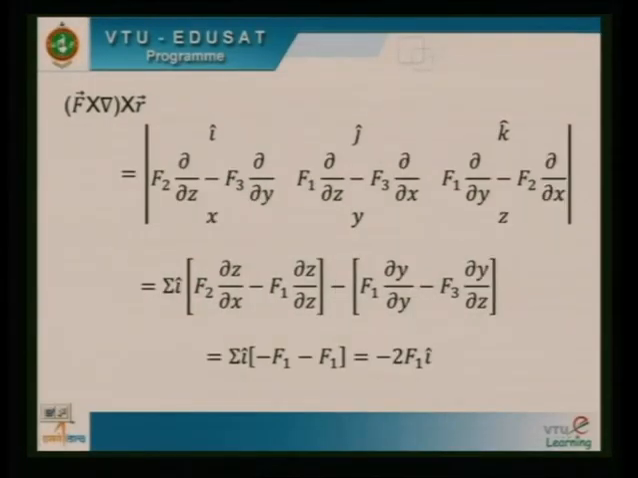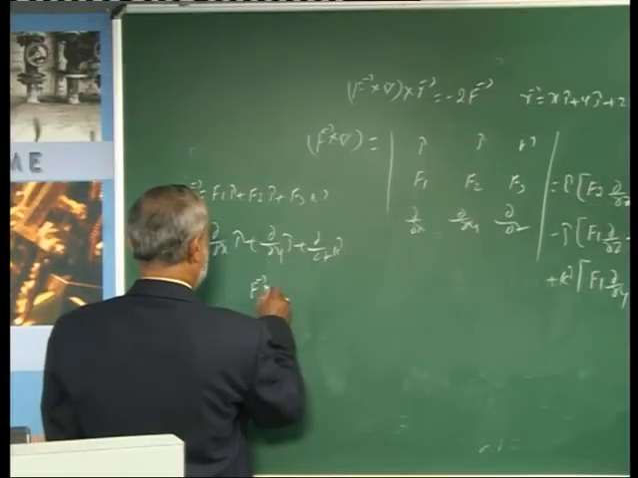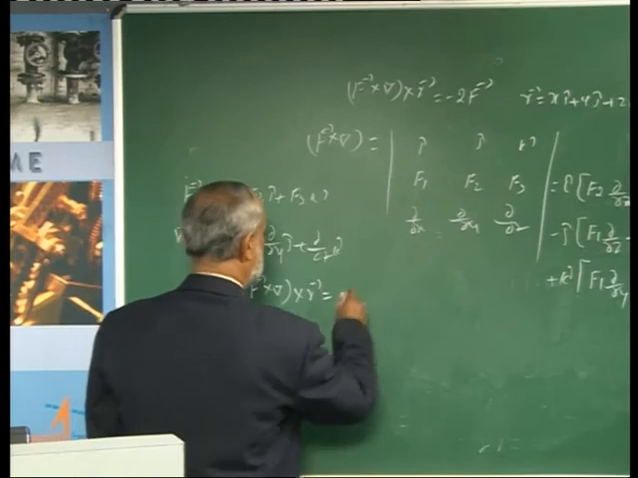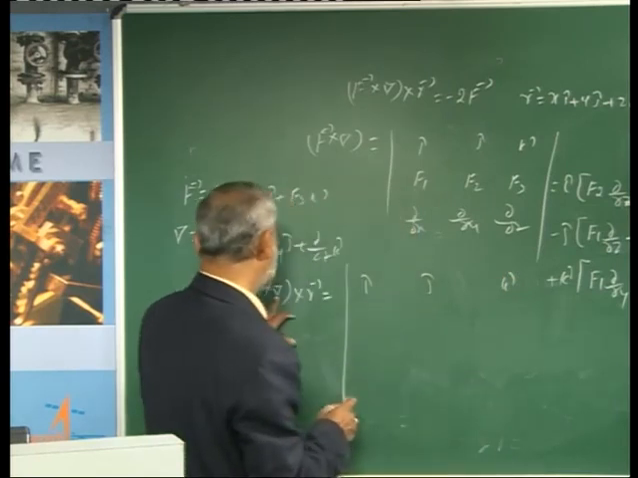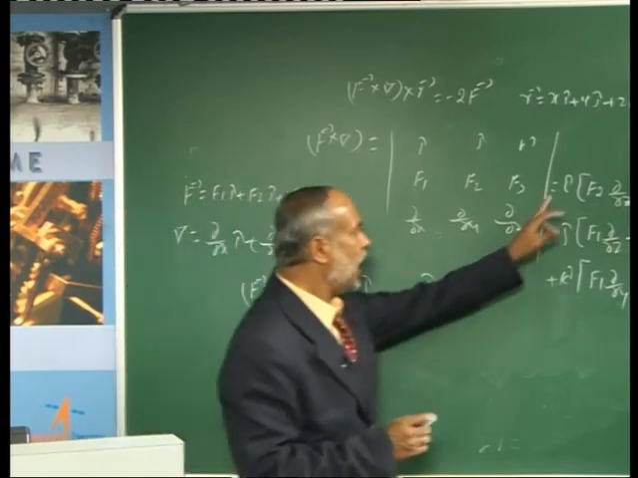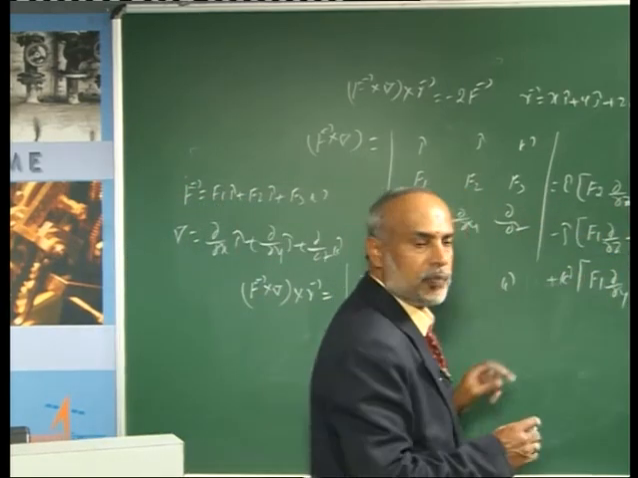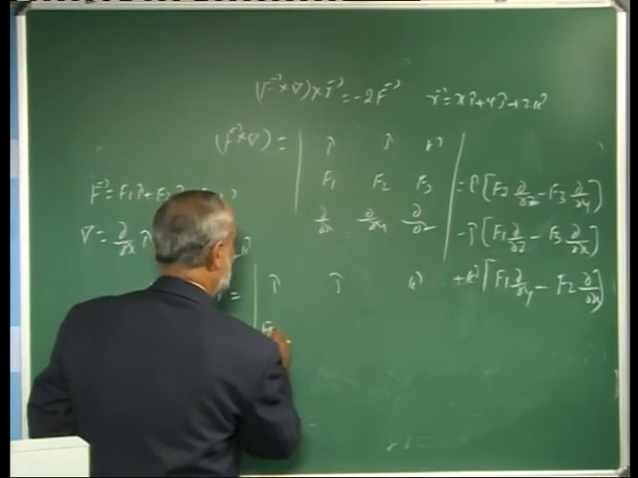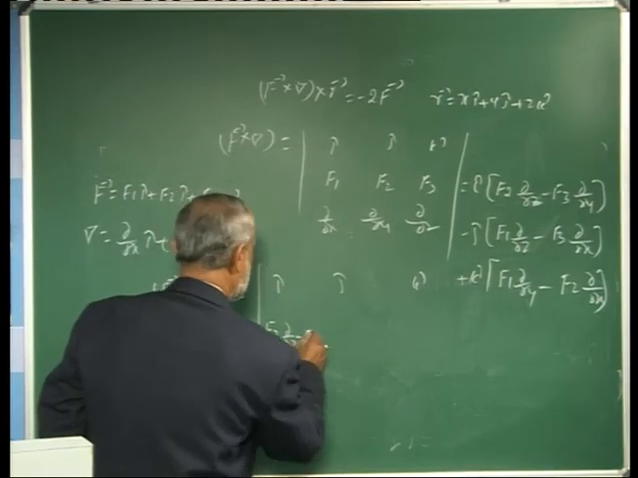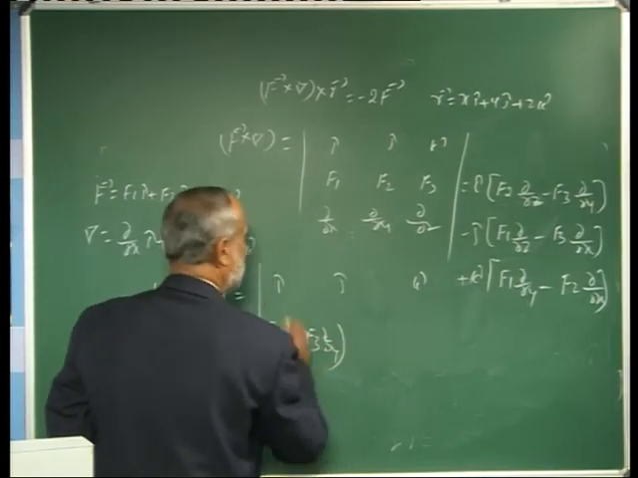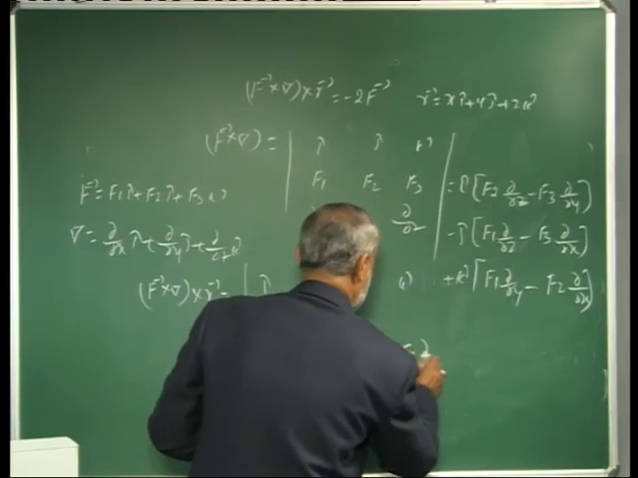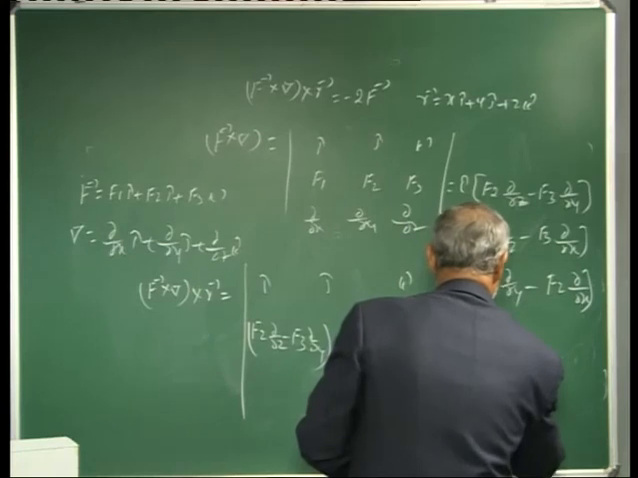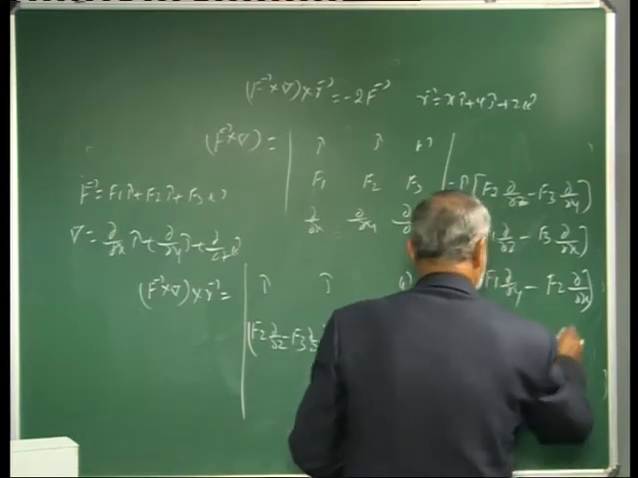Now you have to find f vector cross del cross r vector. See here, this equals the determinant with i vector, j vector, k vector. Then what do you get? The i component is F2 dou by dou z minus F3 dou by dou y, one term. Next, the j component is minus of F1 dou by dou z minus F3 dou by dou x. Next, the k component is F1 dou by dou y minus F2 dou by dou x.